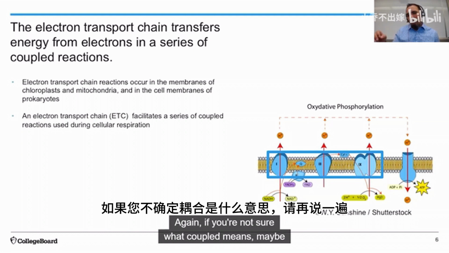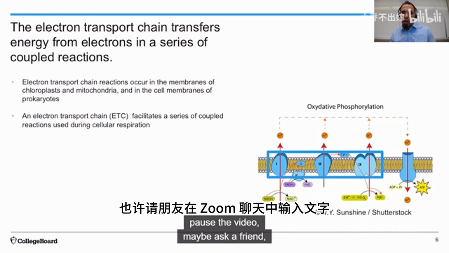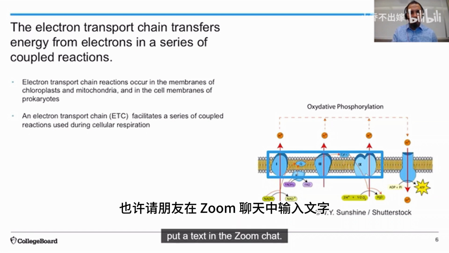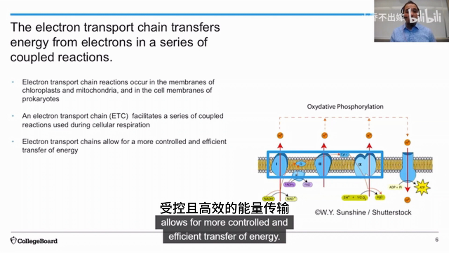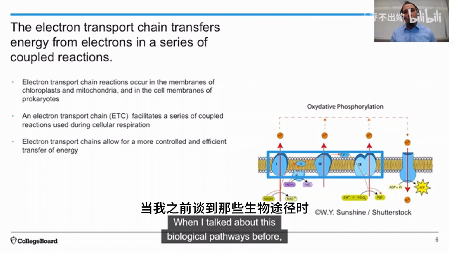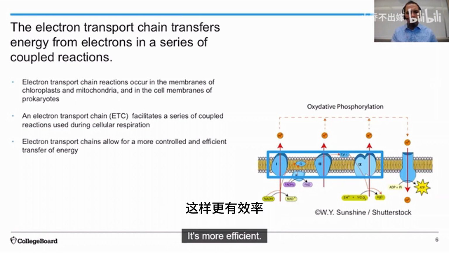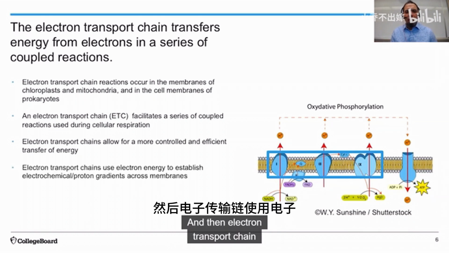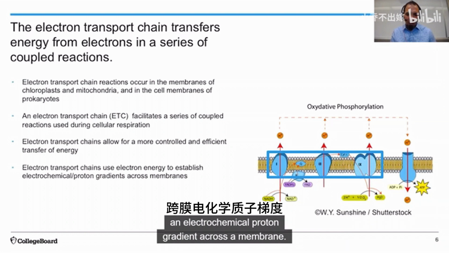Again, if you're not sure what coupled means, maybe pause the video, maybe ask a friend, put a text in the Zoom chat. The electron transport chain allows for more controlled and efficient transfer of energy. When I talked about those biological pathways before, you want these small series of steps. It's more efficient.